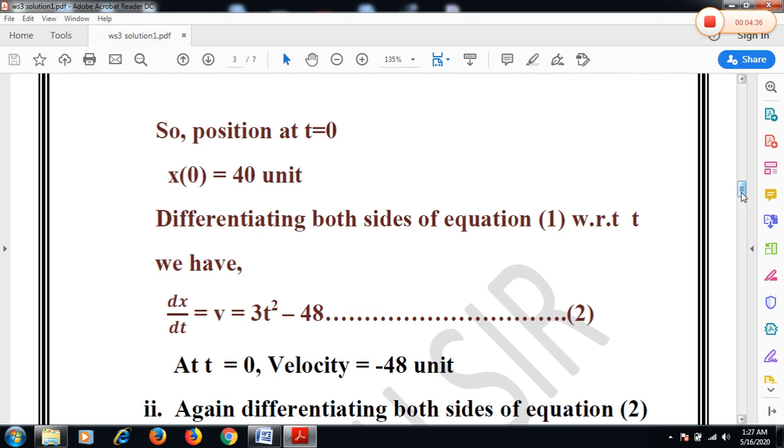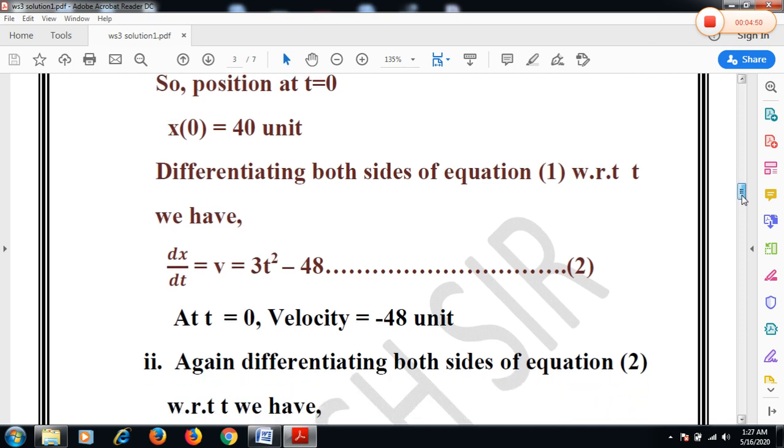Differentiating both sides of this equation 1 with respect to t, we have dx/dt equals v equals 3t square minus 48. At t equals 0, the velocity will be minus 48 units. Okay.